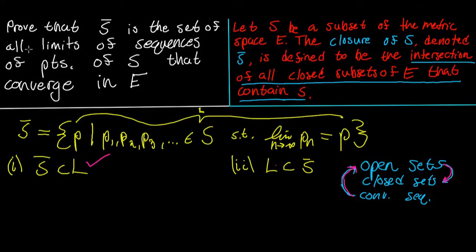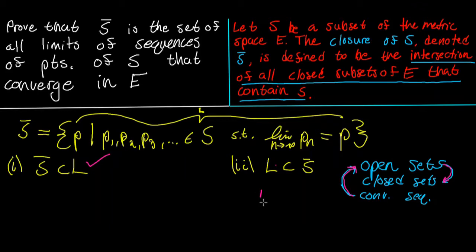In the previous video, we began the proof that the closure of S is, in fact, equal to the set of all limits of sequences of points of S that converge in E, by proving that the closure of S is a subset of this set L. This set L is all the limits of sequences of points of S that converge in E. I just labeled it L for short. Now, in this video, we're going to prove that L is a subset of the closure of S.